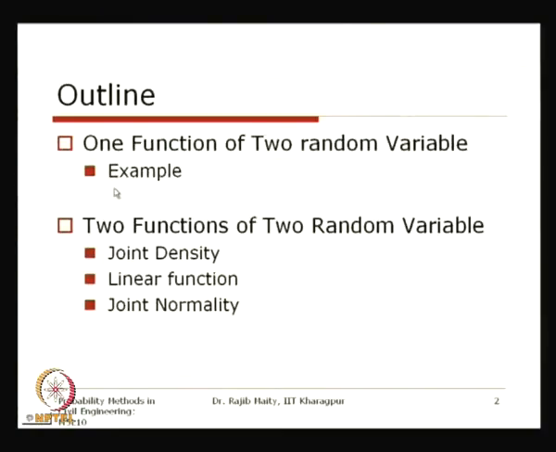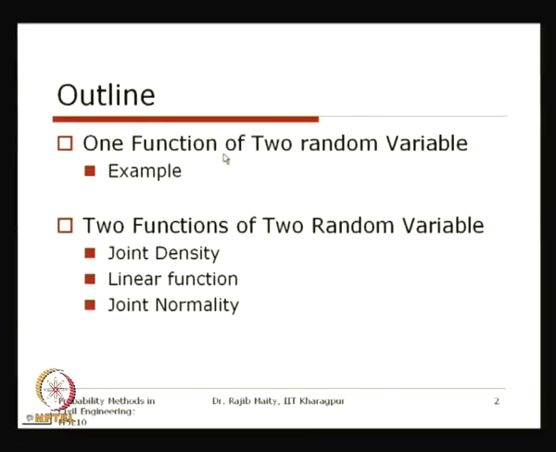So our outline is this. For one function of two random variables, we will put one example, and after that we will go to two functions of two random variables, and discuss their joint density, linear functions, and joint normality. This is important because in many cases random variables are jointly normal, that is, joint Gaussian distribution is observed, and if they have two new functions, then what are their distribution properties.